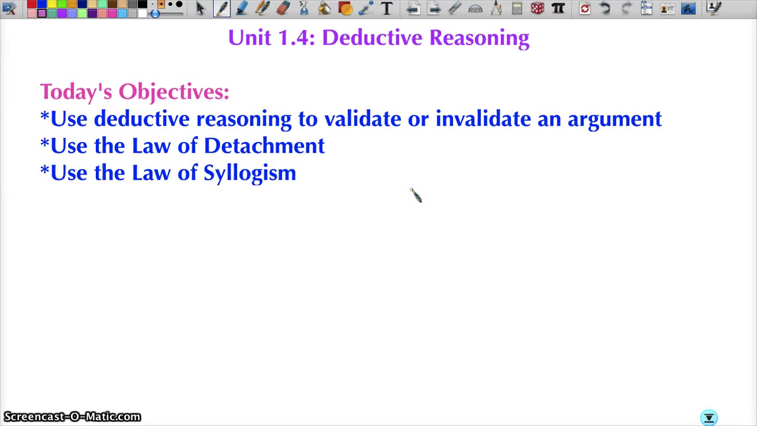So you'll recall in the previous lesson that we dealt with inductive reasoning. And so with this lesson, what we're going to deal with is deductive reasoning. First, let's talk about the three things that you should be able to do by the end of this video. One of them is using deductive reasoning to validate or invalidate an argument, use the law of detachment, and then also use the law of syllogism. So these are two different laws that help you in terms of using deductive reasoning.